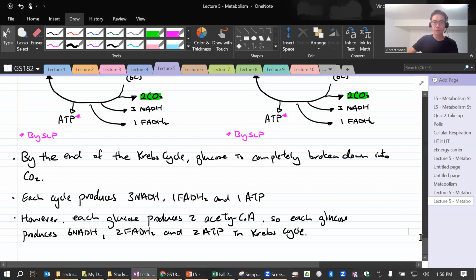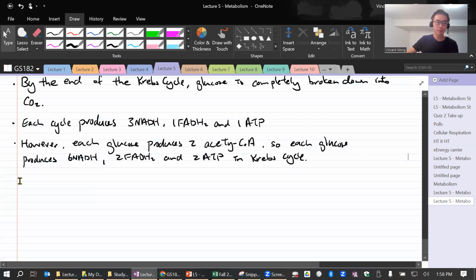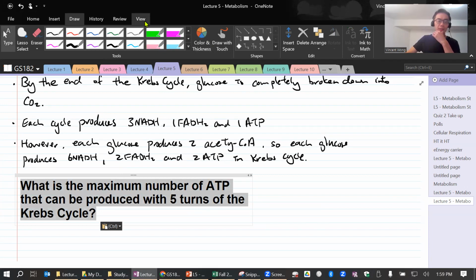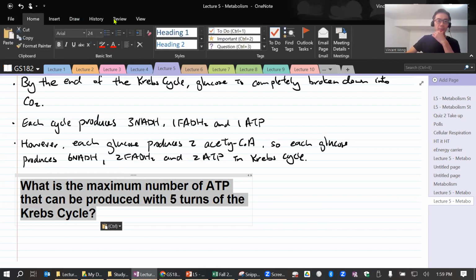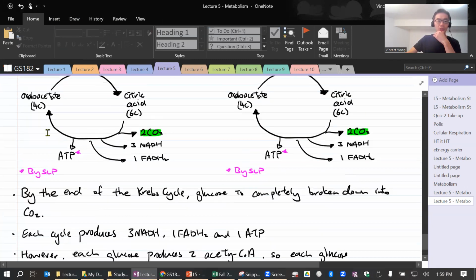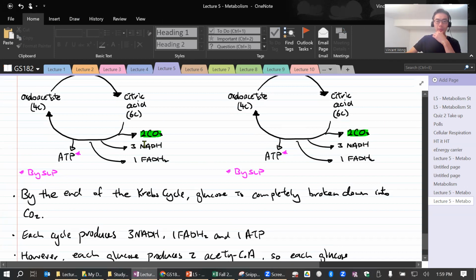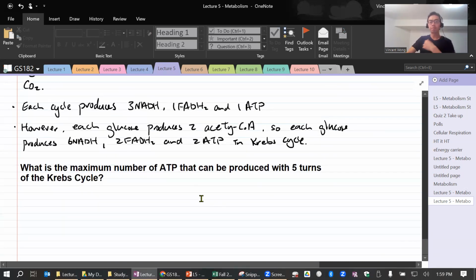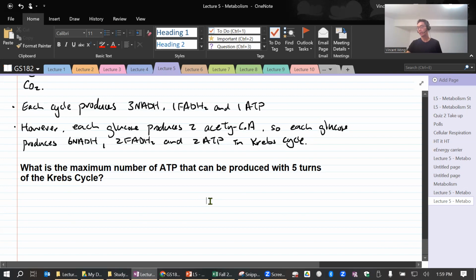So here's a question for you to think about. What is the maximum number of ATP that can be produced with 5 turns of Krebs cycle? Not just these ATP directly, right? But you remember these NADH and FADH2, they can make ATP as well, right? So please try that and type the answer in the box when you have it.